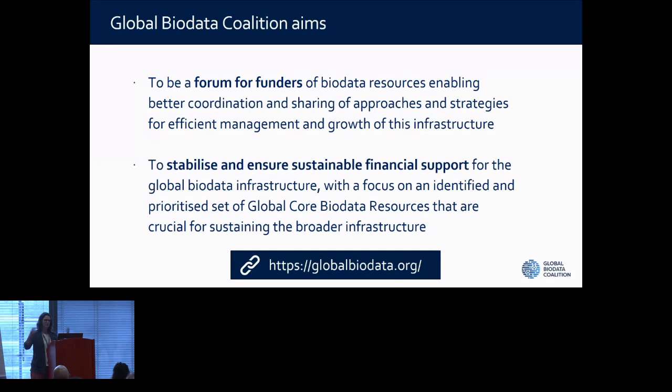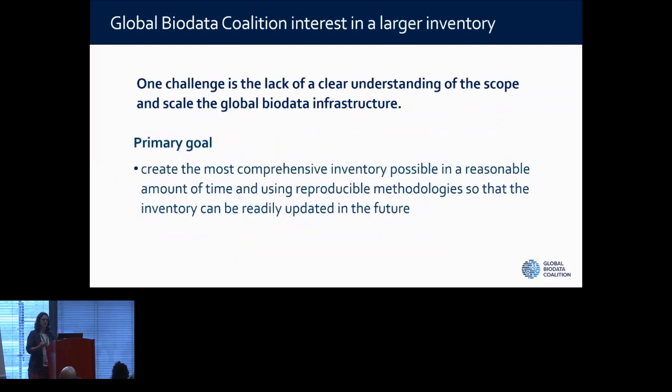So I'm going to be talking about a landscape analysis which includes thousands of resources. The core ones are the ones that underpin a lot of the life sciences research, or are the primary data source for some of the other resources. But they were particularly interested in this larger inventory than what I had done for NAR because one persistent challenge is that there's a lack of a clear understanding of the scope or the scale of this global biodata infrastructure. And I've seen this in conversations myself where people would try to talk about sustainability and people just throw up their hands and say, well, we don't know how many there are or where they are, or we don't know anything about it. So this is an effort to try to get at, well, okay, where are they and what are they?